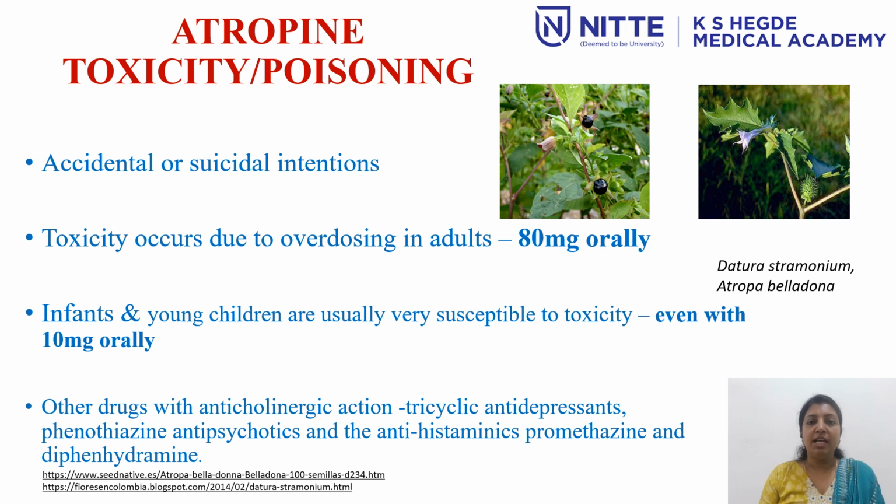Atropine usually has a high margin of safety, and toxicity can occur in overdosage in adults above 80 milligrams orally. Infants and young children are usually very susceptible to toxicity, so even 10 milligrams orally can produce poisoning. Other drugs with anticholinergic action, like tricyclic antidepressants, antipsychotics, phenothiazines, and antihistamines like promethazine and diphenhydramine, can also produce antimuscarinic toxicities or atropine intoxication symptoms.